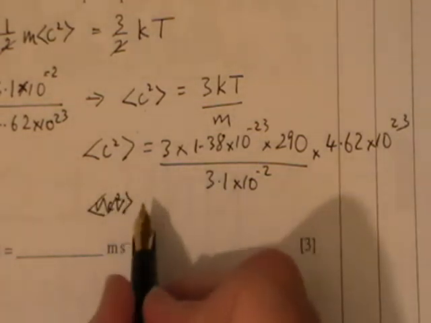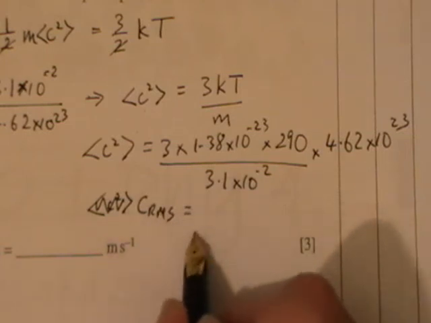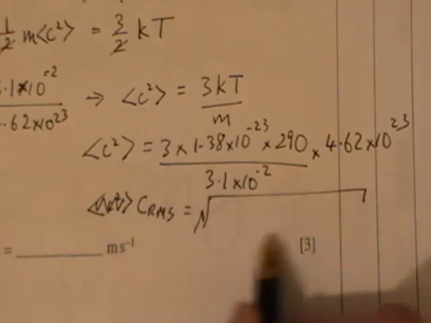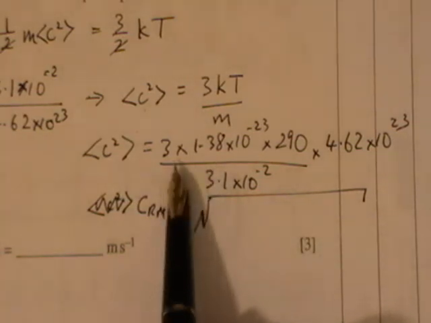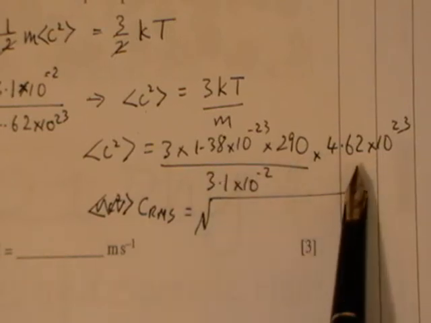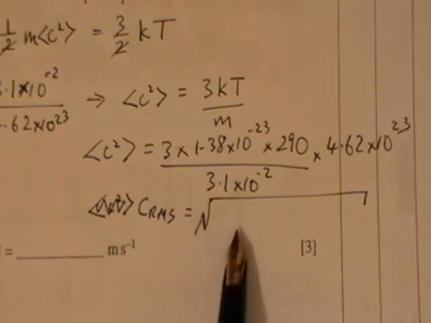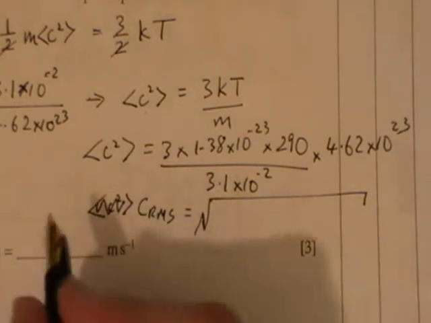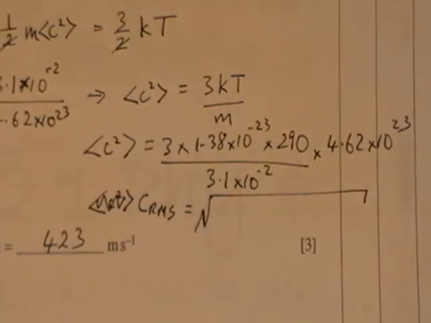So c RMS, this root mean square value, has to be the square root of all of that up above. And when you put 3 times 1.38 times 10 to the minus 23 times 290 times 4.62 times 10 to the 23 divided by 3.1 times 10 to the minus 2, take the square root of all of that, that gives you a value of 423 meters per second.